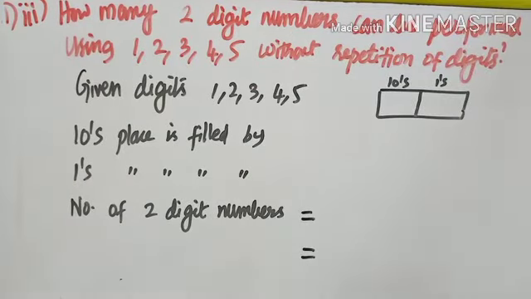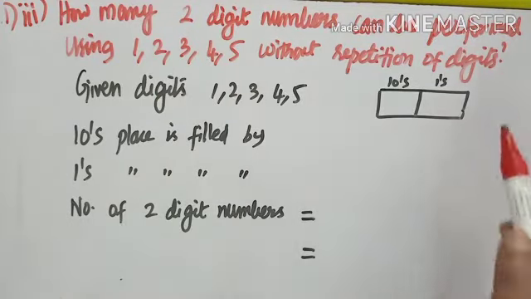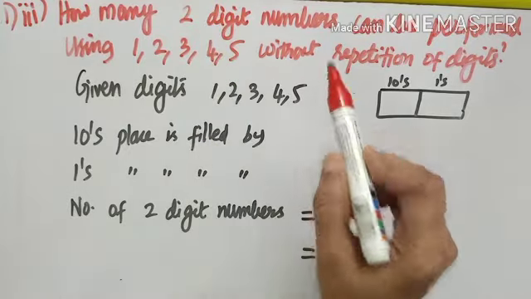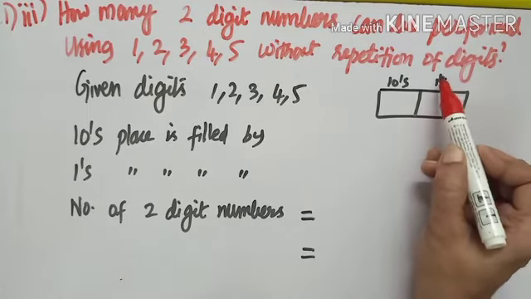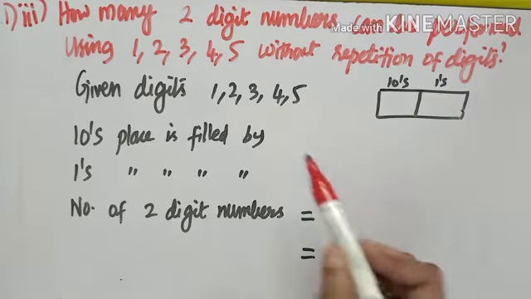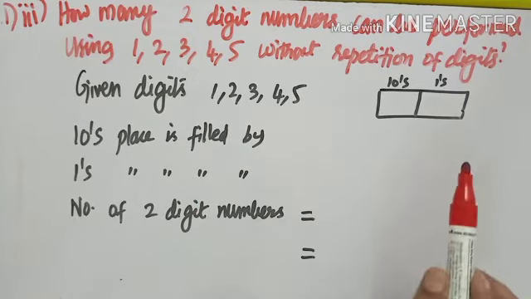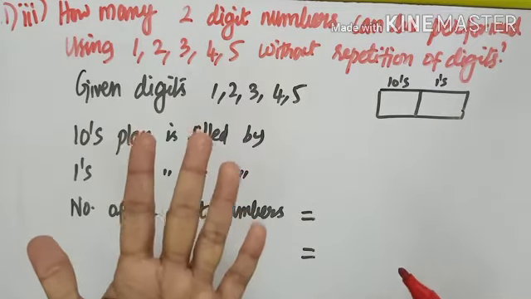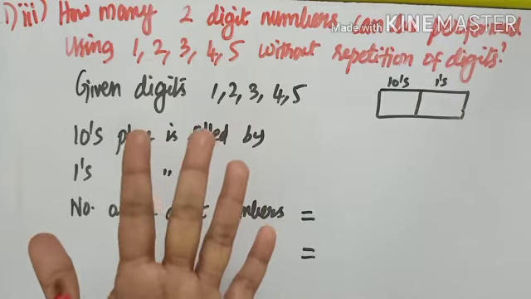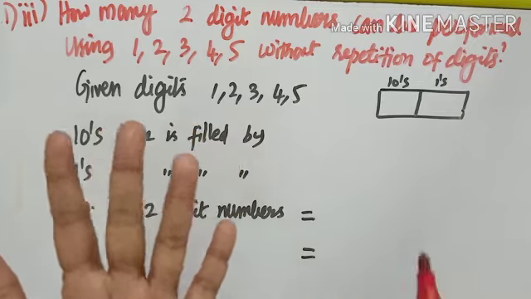Third subdivision, how many 2-digit numbers can be formed using 1, 2, 3, 4, 5 without repetition of digits? 2-digit numbers. So draw boxes. I have to fill here and here. 1's digit, 10's digit. What are all given to us? 1, 2, 3, 4, 5. Can I use 6? No. I should use only these numbers. How many given in hand? 5. Out of the 5, any one I can choose. This or this or this or this or this. How many ways? 5 ways.